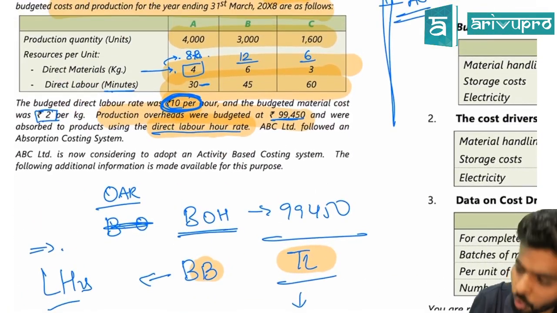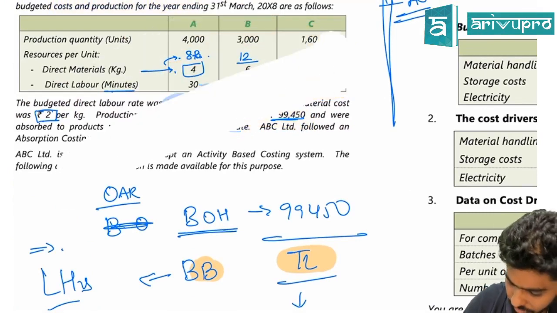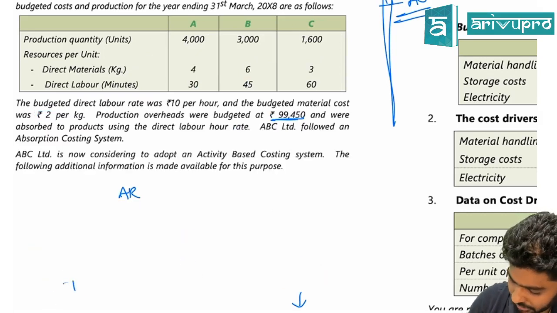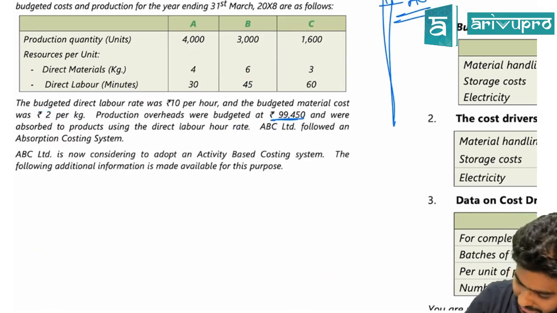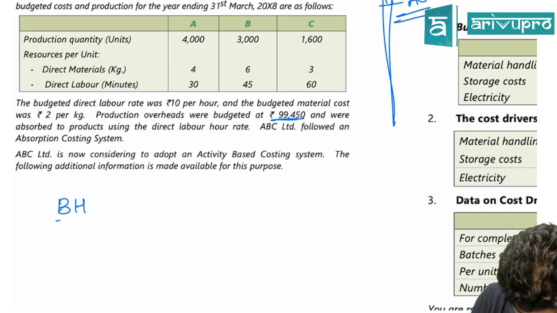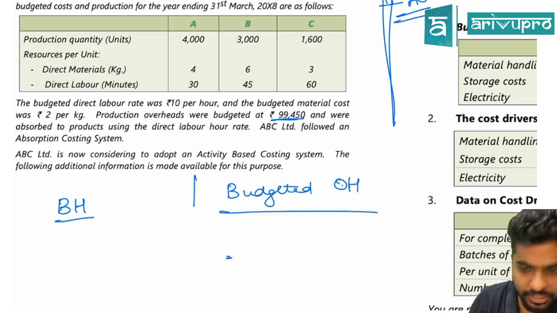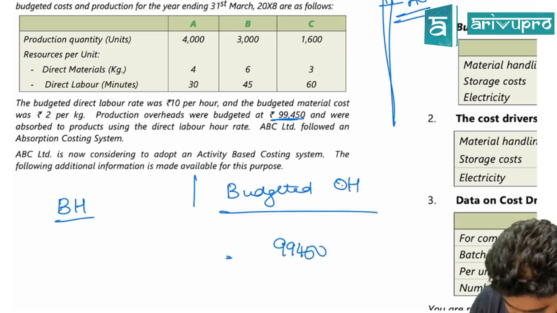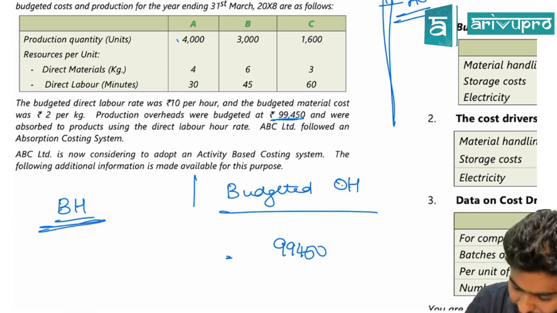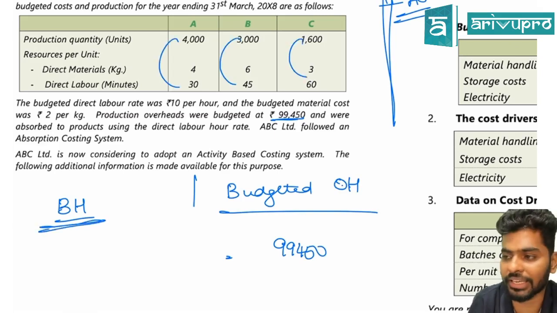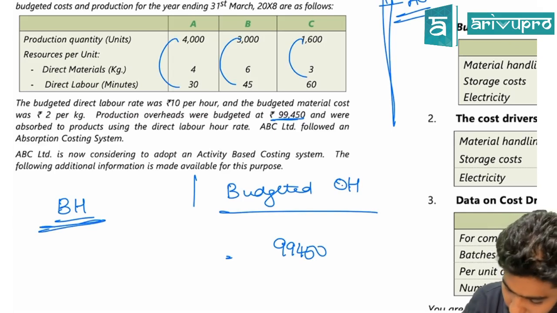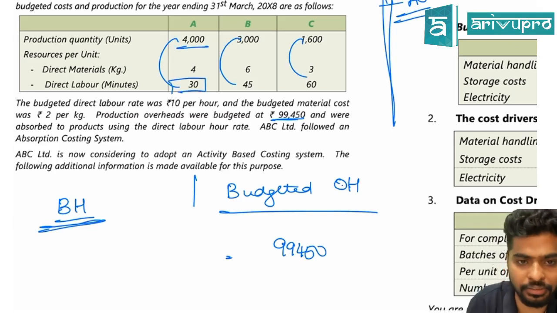Now let me come to the third part. To find out my overheads per unit, what do I require? See here, to find out my overheads per unit, I require budgeted hours and budgeted overheads. Correct? I know my budgeted overheads as 99,450. To find budgeted hours, I'll find out the total labor hours by multiplying my units into the time taken.